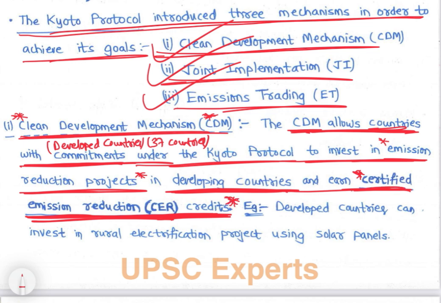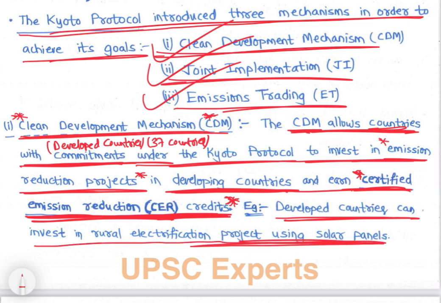Example जैसे see, developed countries can invest in rural electrification project using solar panels. So clean development mechanism means, see, if developed countries can invest in clean development in developing countries, and for that they can get certified emission reduction CER credits. They can get CER credits, right. ताकि आप वो बेच सकते हो, right. So you will get credits. Those credits you can sell in your countries or to other companies, right. So that is the mechanism, right.